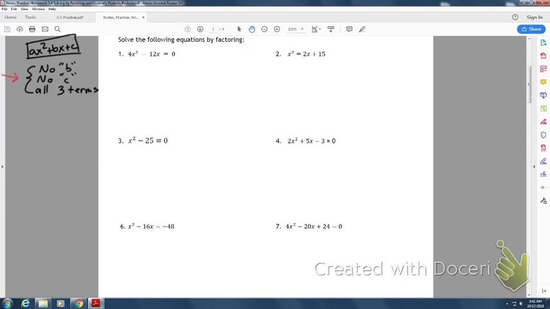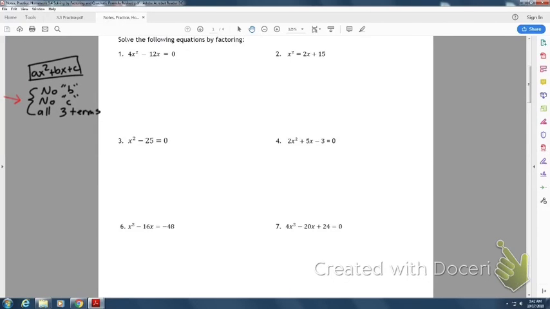Alright, so looking at number 1. Set equal to 0. And even before the greatest common factor, you can probably do this part. Am I missing my B, my C? Am I missing a B term or a C term here? C term. Okay? So this is the no C problem.